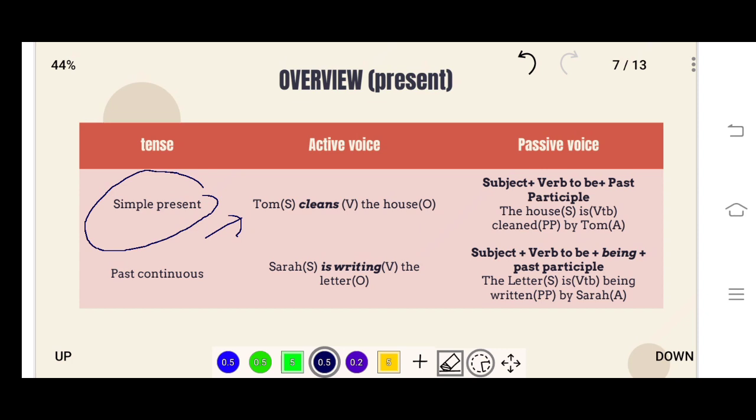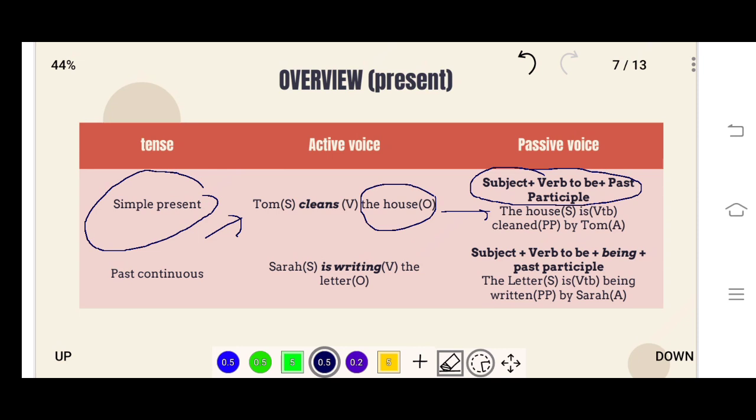After we change from active voice to passive voice, the object will become the subject. So the formula is: subject plus verb to be plus past participle. It's just the same as the simple past, but the verb to be is different. First, the house will become the subject because it's the object in the active voice.